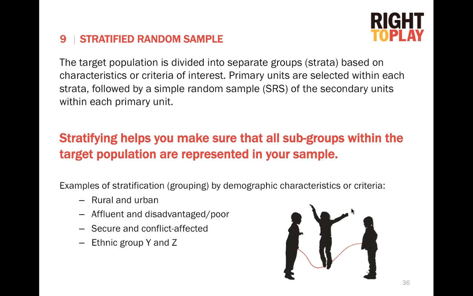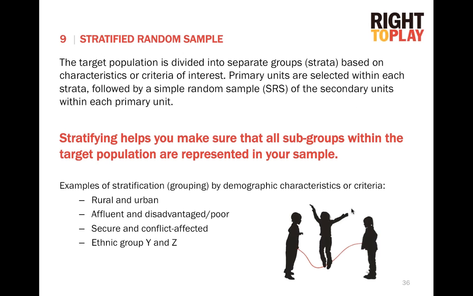So here's a list of different characteristics or criteria that might be of interest to you. For example, rural and urban, or maybe you want to make sure that you have a representative number of affluent and disadvantaged or poor schools or children. Maybe you want to make sure that you have both secure areas and conflict affected areas. Maybe there are different ethnic groups in your target population and you want to make sure that all the different ethnic groups are represented as they would be represented in the population. So you can stratify by just about any type of characteristic or criteria. It just depends on what's relevant and what you think might have an impact on your program.